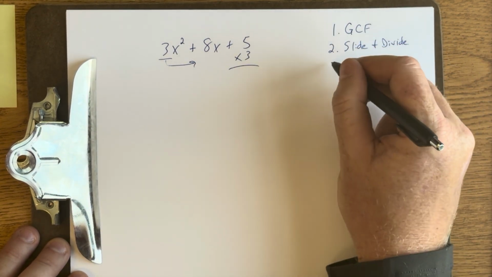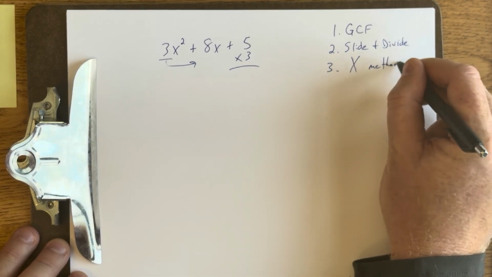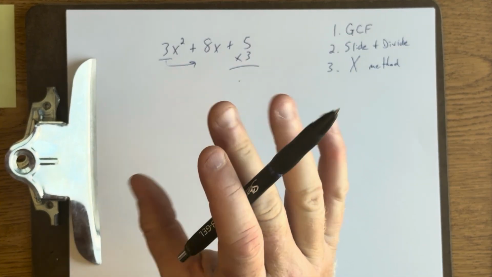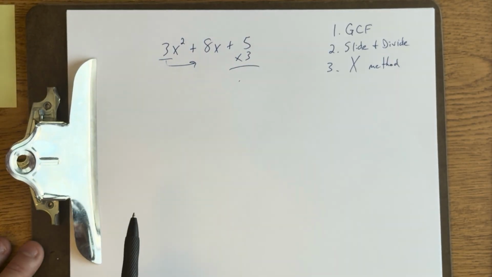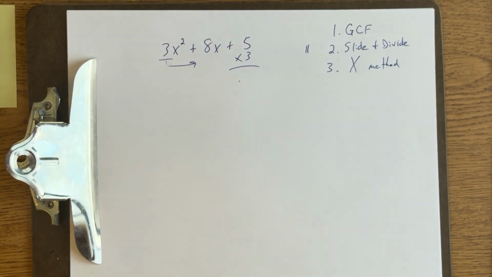Make sure that you know the X method. Make sure you know how to do that. This one won't factor, but the whole point of this one is that there is another slide and divide question. So at least right now we have at least 2 of those.